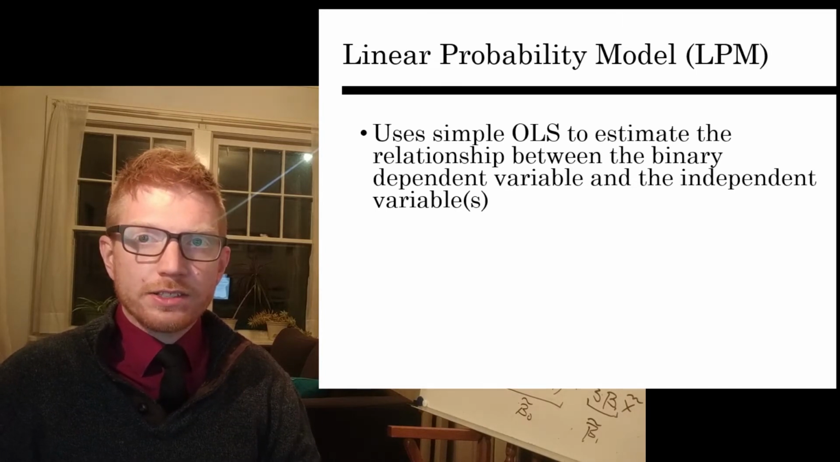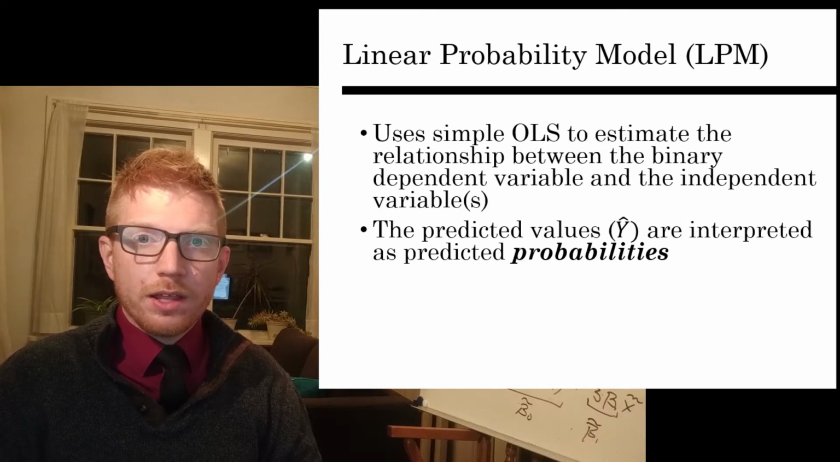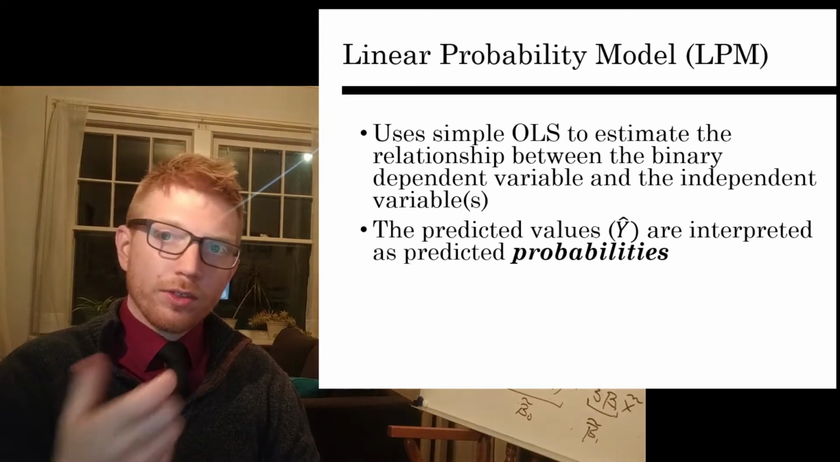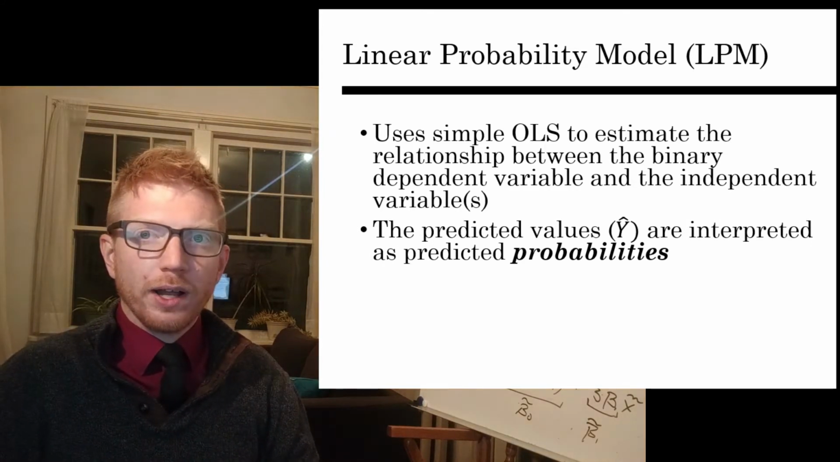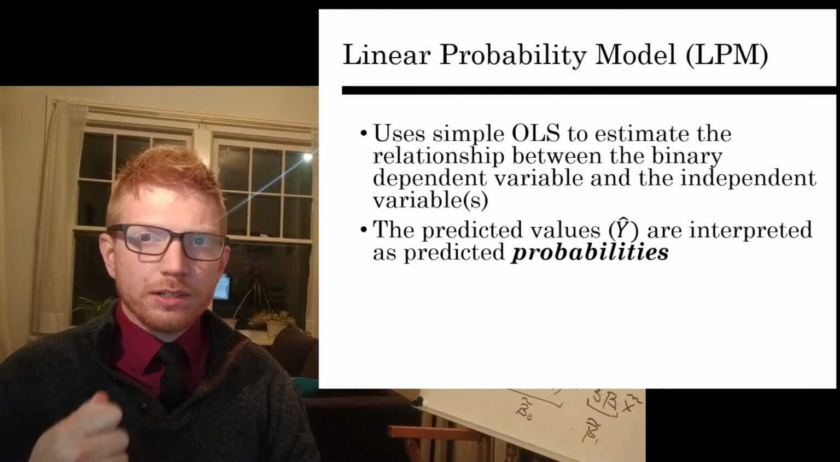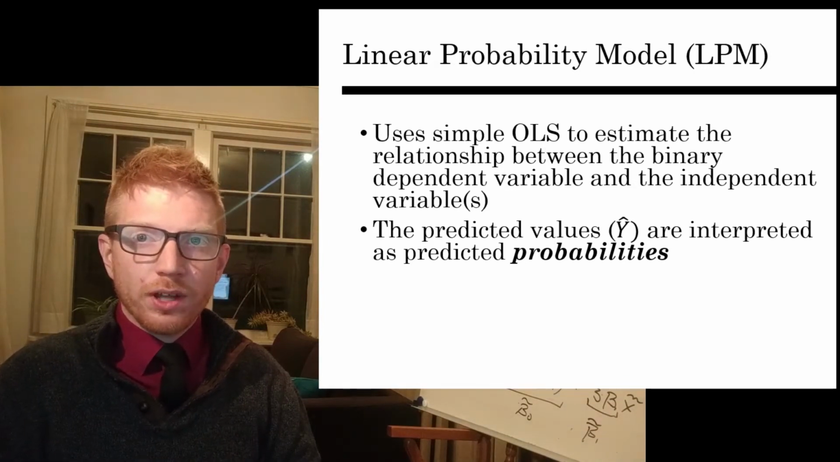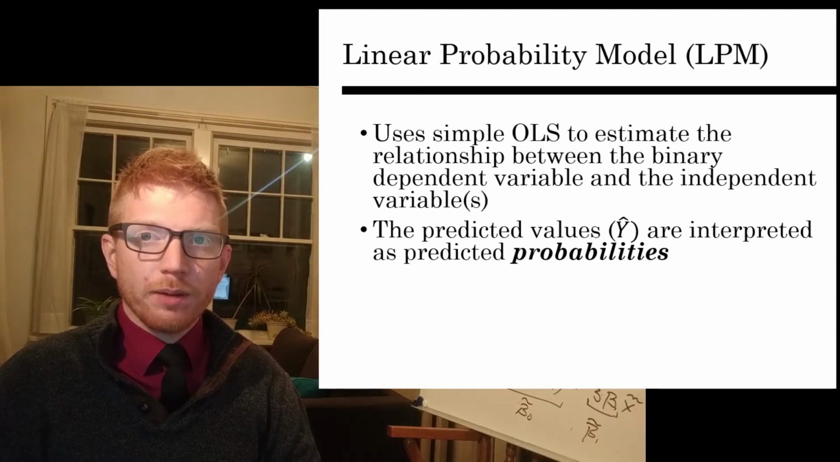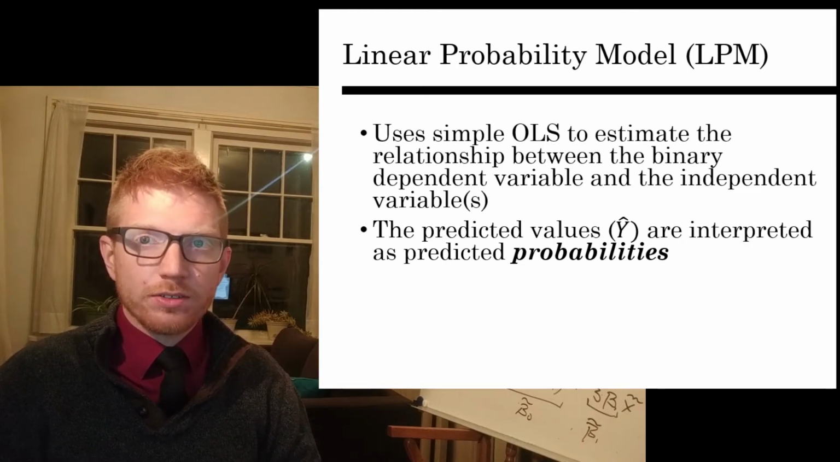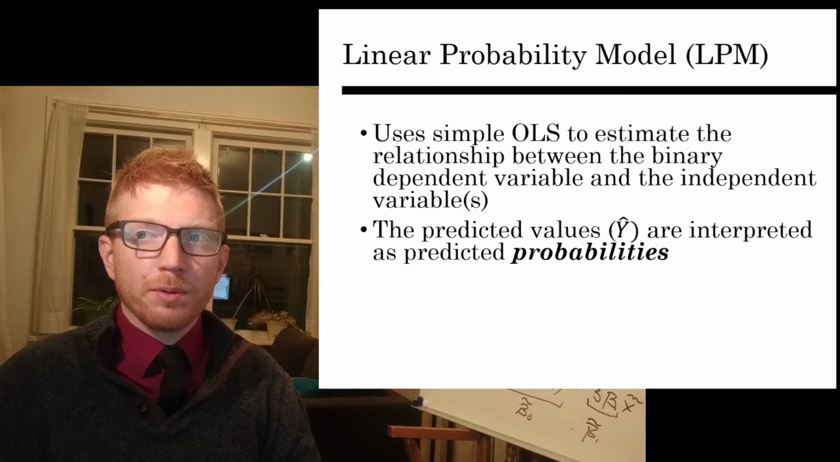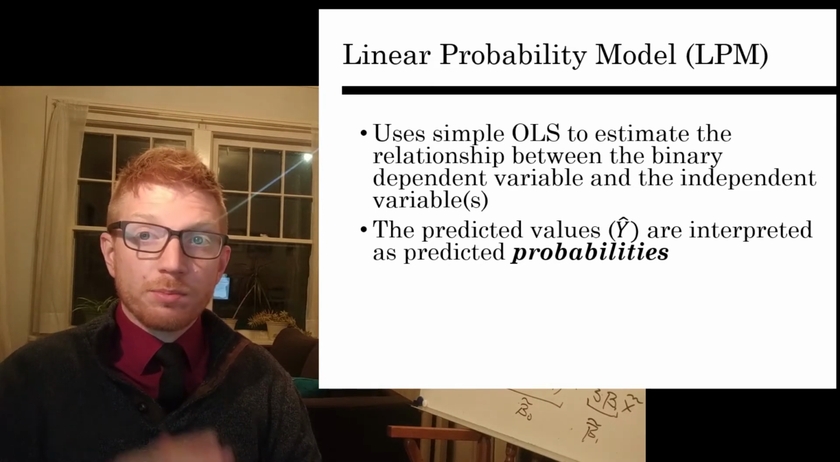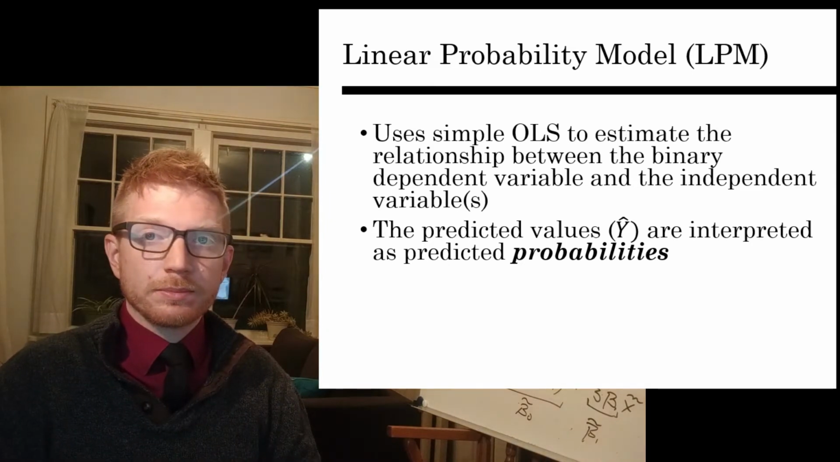In this context of a linear probability model, the predicted values, the things that we've used as y hat, are not predicted values in the terms of passing or not passing. These will not be either 1 or 0. These will not be dichotomous predicted values. Instead, we interpret these predictions as predicted probabilities. So it's the probability that you're passing.